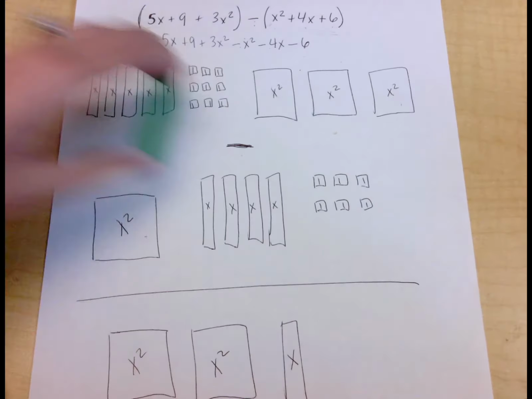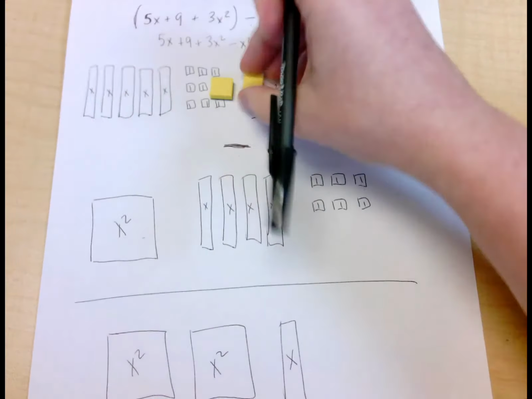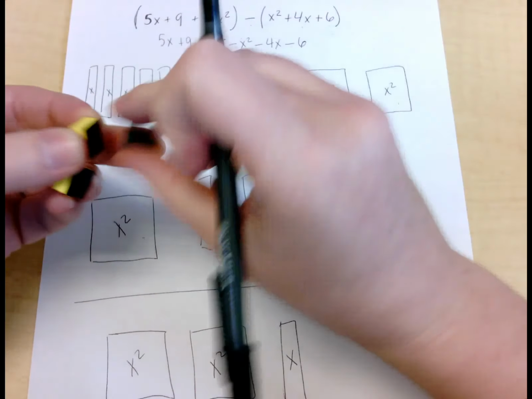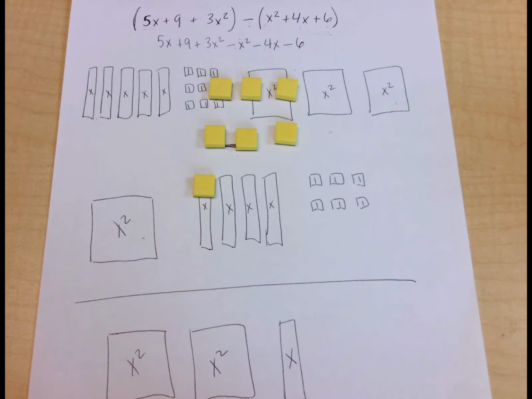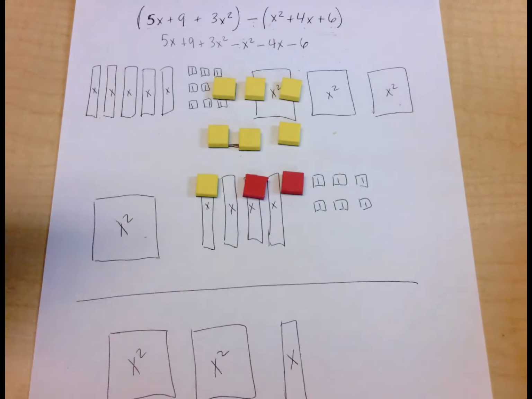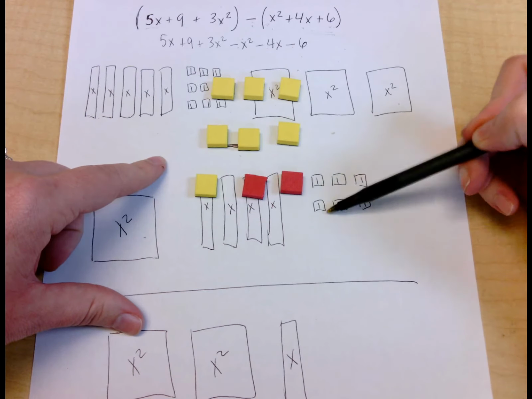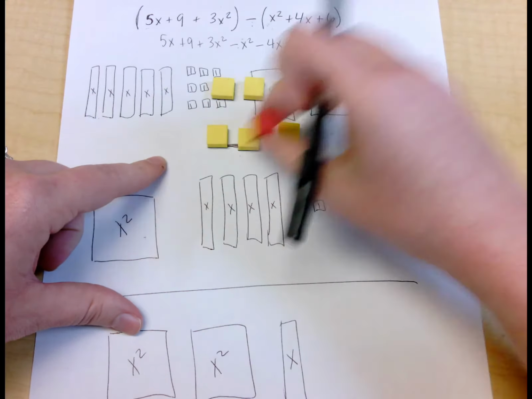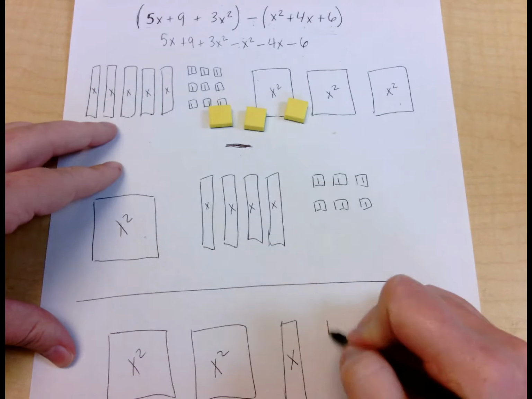Okay? And then the last one that I have are my singles. And I start with 9. So 1, 2, 3, 4, 5, 6, 7. Oops. Switch colors because I don't have enough. 8 and 9. Okay, the colors don't matter. I just didn't have enough of the yellow ones. So I have 9 singles. And I need to subtract 1, 2, 3, 4, 5, 6 of them. So 1, 2, 3, 4, 5, 6 are all gone, and I am left with 3.